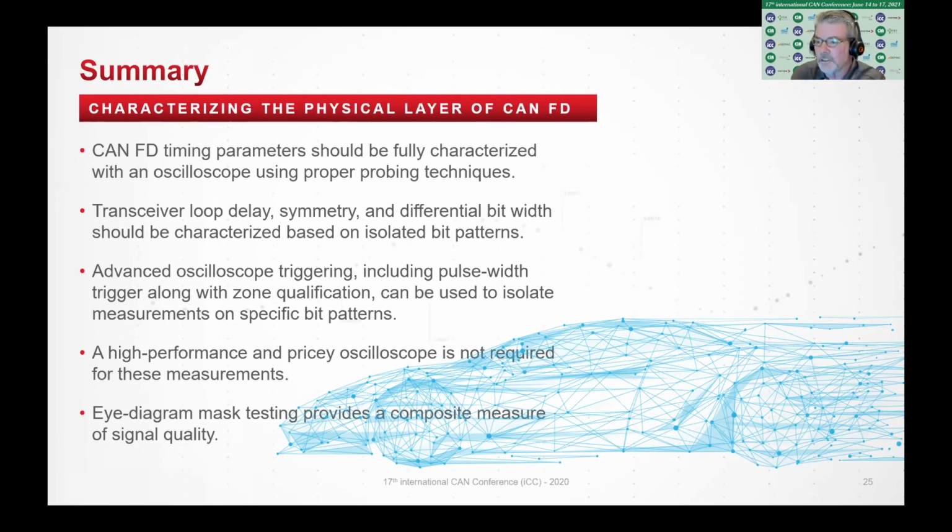You can get a scope with this level of performance somewhere in the 5,000 euro price range. You might want to add on software that could be 1,000 or 2,000 more if you want to decode the bus and trigger on bit patterns. And then also the differential probe, which is not cheap, will be a couple thousand. So you can get all this for under $10,000 from any vendor. And lastly, the eye diagram mask test provides a composite measure of signal quality.